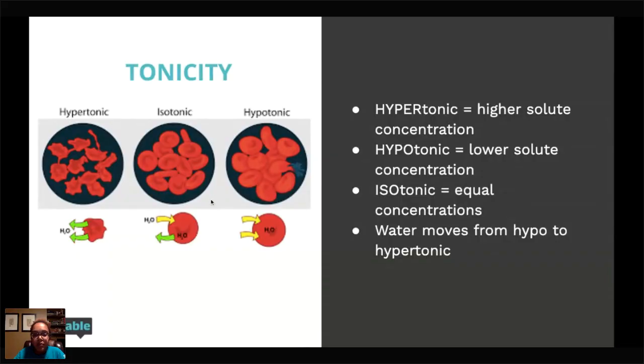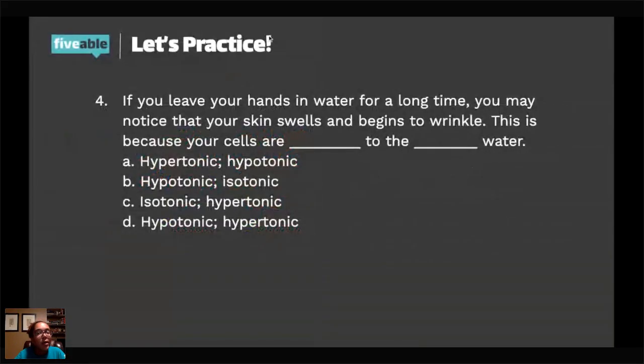And then I'll go back through the multiple choice that we did in case any of you guys missed it. If you leave your hands in water for a long time, you may notice that your skin swells and begins to wrinkle. This is because your cells are blank to the blank water. So my thought process, again: you know that one of them is going to be hyper and one is going to be hypo. If it's isotonic, your hand wouldn't swell, so you can take out B and C, right?